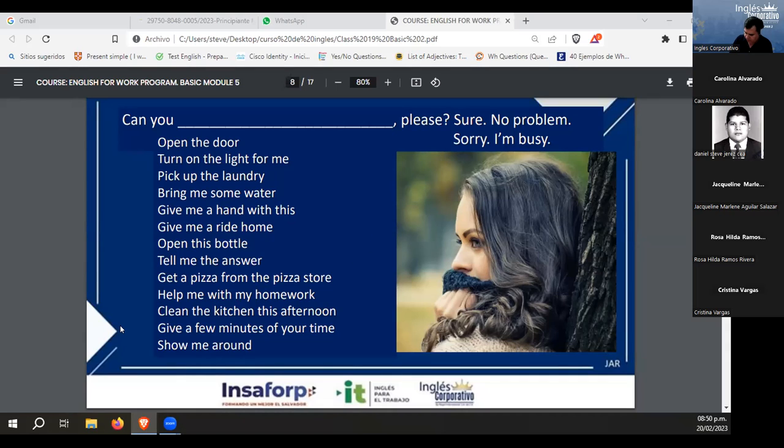Rosaila, can you help me with my homework, please? Sure, no problem. And Janet, can you clean the kitchen this afternoon, please? Sure, no problem. Okay. ¿Quién sigue? Si quiere, pregunto yo. Cristina, can you open the door, please? Sure, no problem.